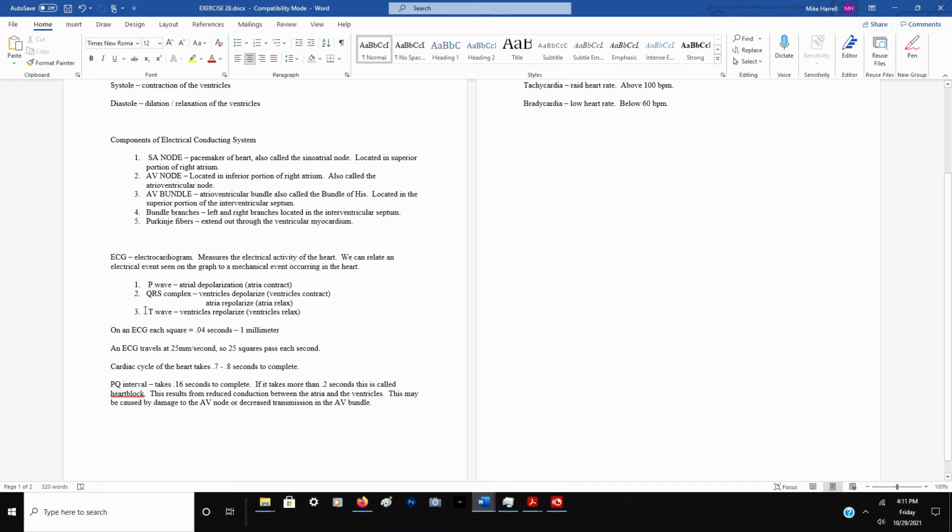And then lastly, you're going to see the T wave. Here's where your ventricles repolarize, which is where the ventricles relax. So look at this right here. We've got our atria contracting and relaxing. We've got our ventricles contracting and relaxing.